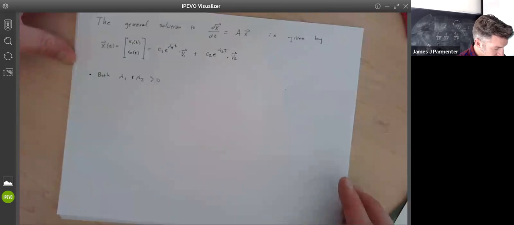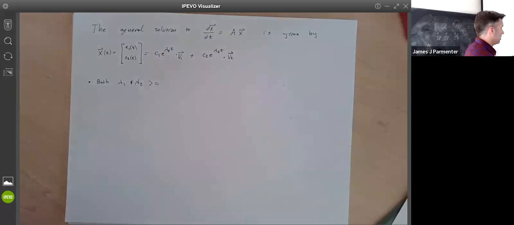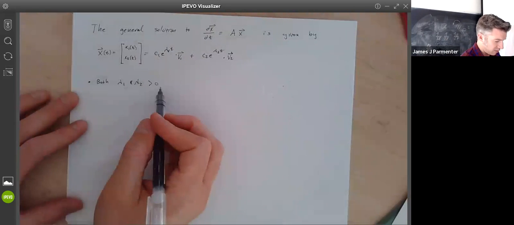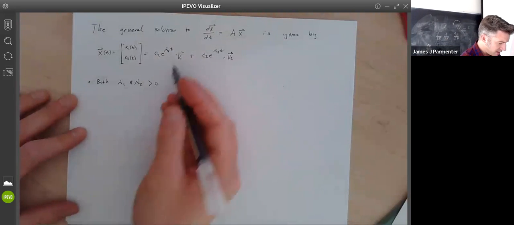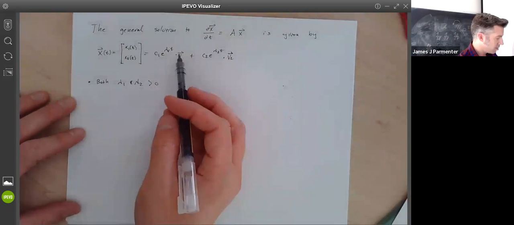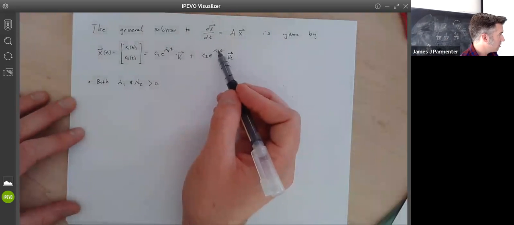So if we're talking about stability versus instability, we're just asking: is it stable? Do the things get closer and closer to the equilibrium as time goes on? Or is it unstable? Do they get further away from the equilibrium as time goes on? Those are the only things we're really saying when we talk about stability versus instability. And so if both lambda 1 and lambda 2 are greater than 0, look what's going to happen. Both x1 and x2 are going to get larger and larger, because as time goes on, these things both get larger and larger.